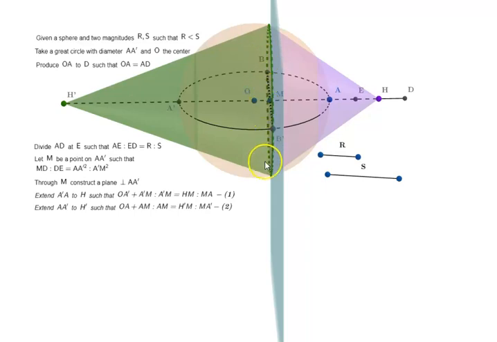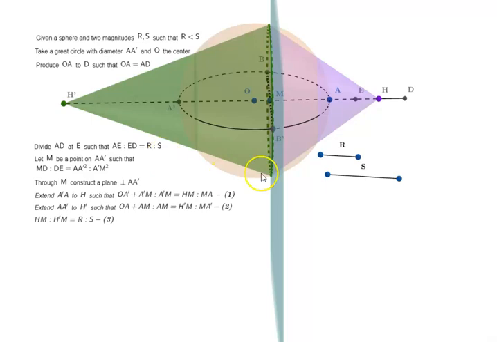Now, which means what? That this circle with diameter BB prime passing through M is a common base to both these 2 cones. So the bases are equal, which means that the volumes of these 2 cones are going to be proportional to their heights. That is, HM is to H prime M. And the requirement is that it should be equal to R is to S. So we have another statement: HM is to H prime M is equal to R is to S.